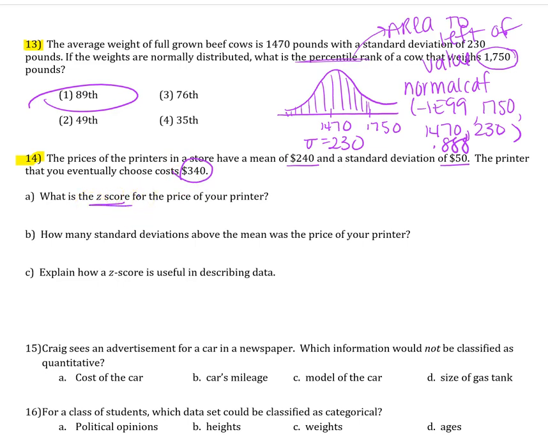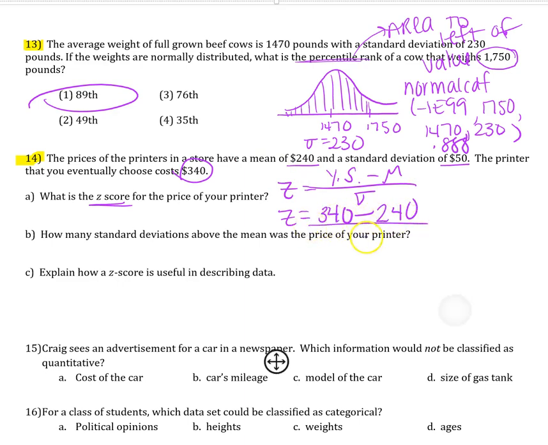Okay, so z-score is calculated by your score, take away the mean, divided by the standard deviation. Okay, so your printer was $340. The mean is $240. So it's your difference from the mean, and that's going to end up being a positive number there because you're above the mean, divided by the standard deviation of 50. Because we want to find essentially how many standard deviations you are from the mean. That's what a z-score does.